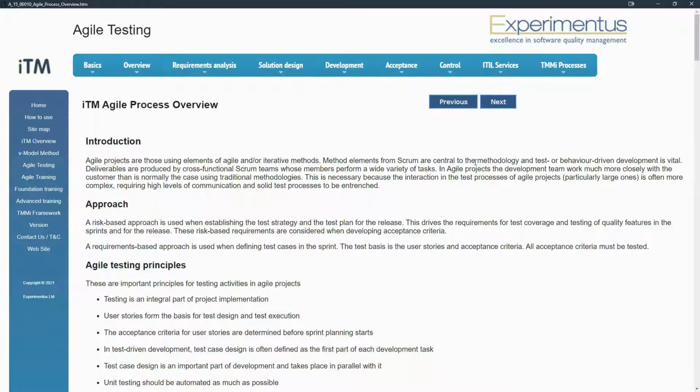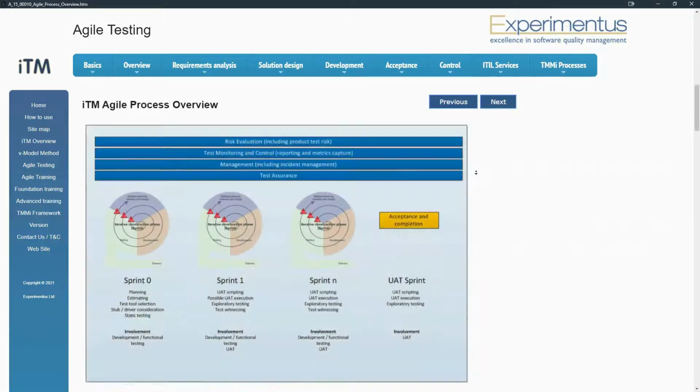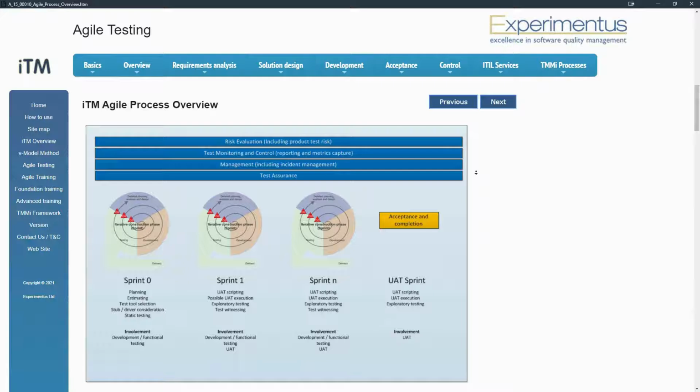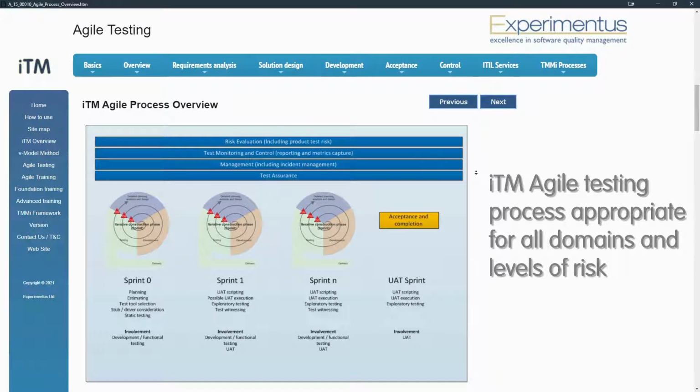The main methodology on which iTM relies is Scrum, but with the inclusion of a number of techniques from other Agile methods including Kanban, and with recommendations for particular development techniques such as test-driven development. These recommendations are based on the most effective techniques found most frequently in recent Agile houses that Experimentus has encountered. The principal process of iTM Agile is appropriate for all domains and all levels of risk. The basic framework, risk assessment, and general approach to testing and monitoring and control will be useful for all projects.